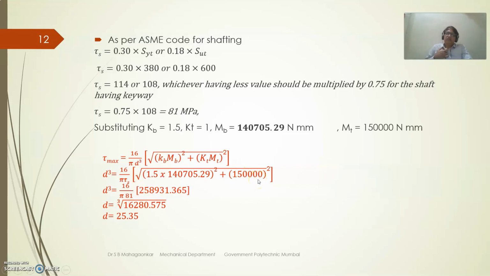Since sigma t has not been given, and usually shafts are subjected to shear, it is better to go for the shear stress. If tensile stress is given, you can check that also. So from this, I get D equal to 25.35. You can round it to 26, or see the table and take that value accordingly. Anything greater than 26 will always be better.